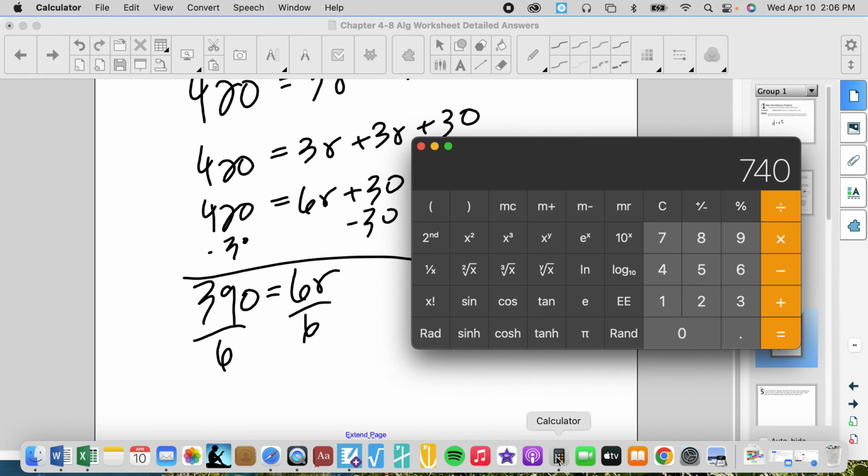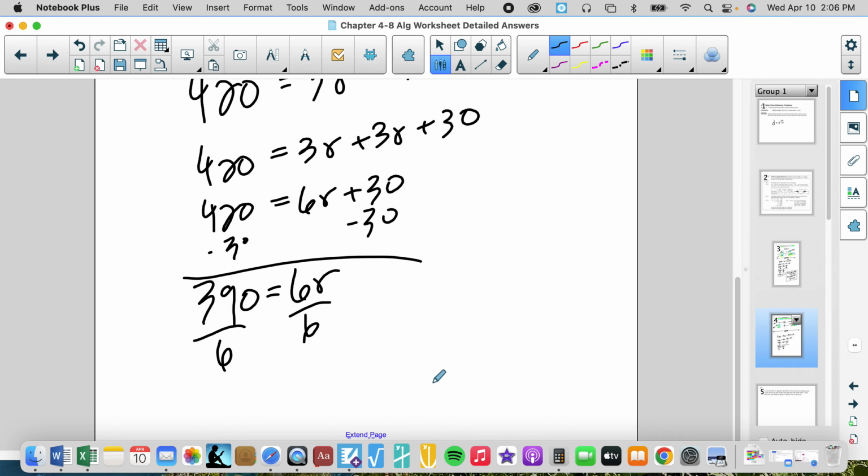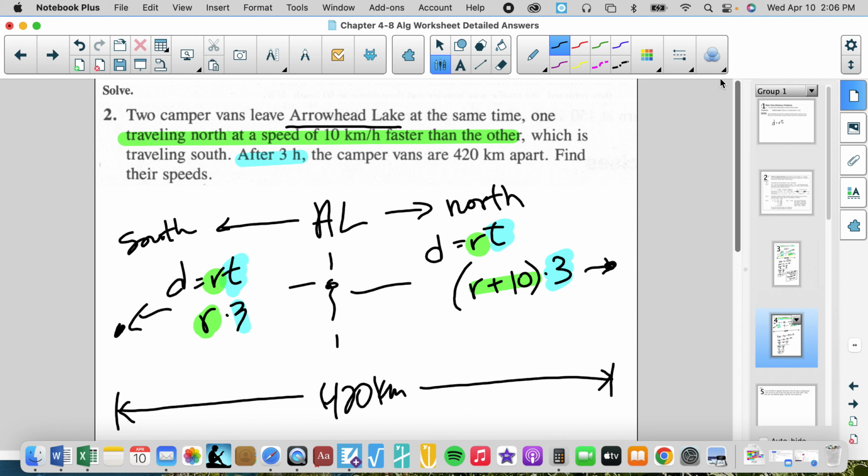Is that going to go nicely? Are you going to play nice? Divided by 6. Oh, you are going to play nice. 65 equals R. So remember, what is R? R is the speed of the south. And so going north is going to be 65 plus 10, or 75.